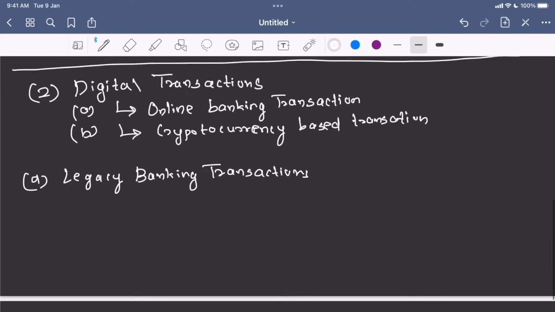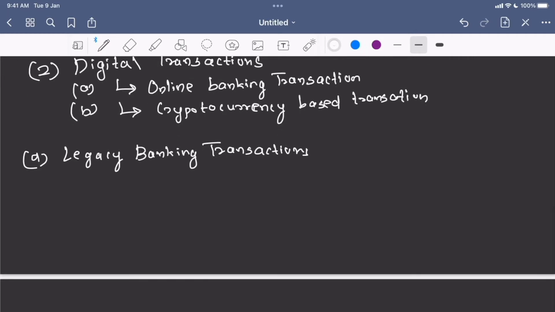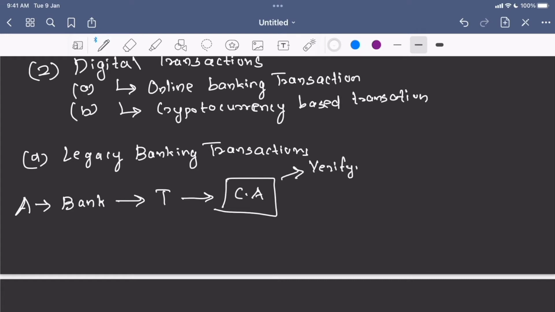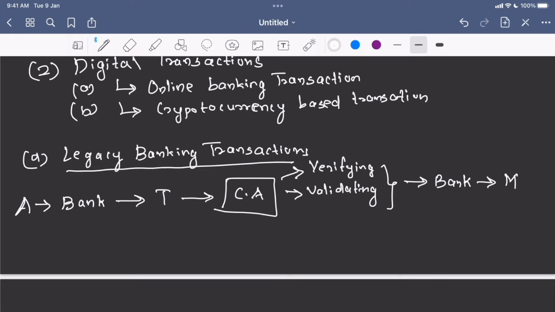So let's see what happens in these legacy banking transactions. Let's say you are a user A, you have a bank account and you initiate a transaction T. This transaction first goes through a mediator, which we call a central authority, and this authority is responsible for verifying and validating your transaction. Only if your transaction is found to be genuine, it will process that transaction, and then it will reach the bank of your merchant, and finally eventually it will reach the merchant. So legacy banking transactions are governed by the central authorities.